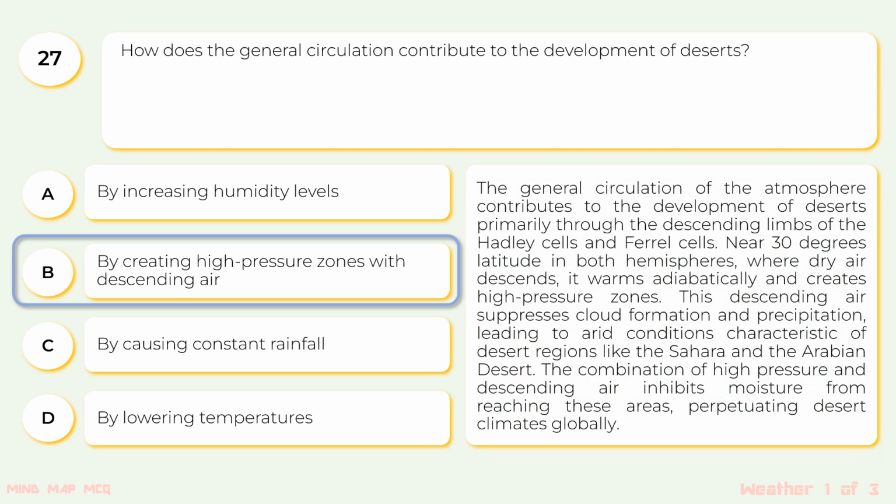The general circulation of the atmosphere contributes to the development of deserts primarily through the descending limbs of the Hadley cells and Ferrel cells. Near 30 degrees latitude in both hemispheres, where dry air descends, it warms adiabatically and creates high pressure zones. This descending air suppresses cloud formation and precipitation, leading to arid conditions characteristic of the desert regions like the Sahara and Arabian Desert. The combination of high pressure and descending air inhibits moisture from reaching these areas, perpetuating desert climates globally.